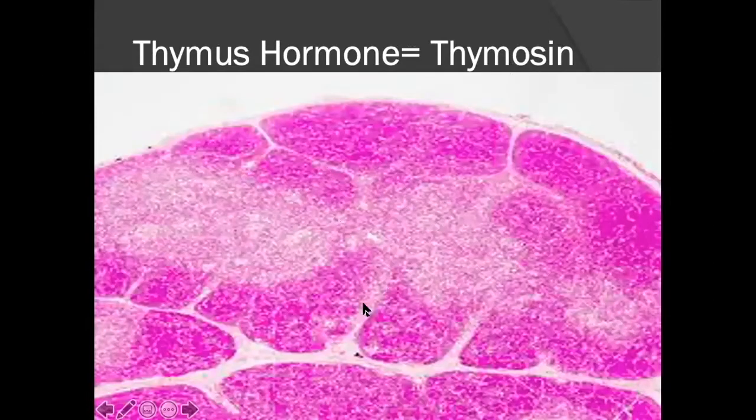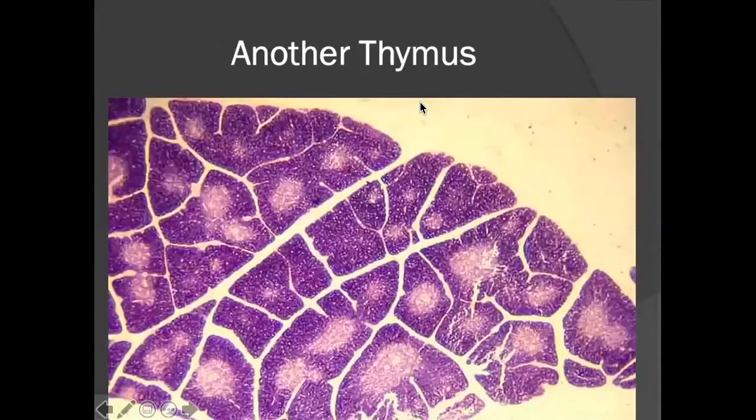So when we look at the thymus, I'm going to ask you what hormone is secreted. The main hormone that's secreted from the thymus is thymosin. So this is the one you will see on the exam. This one to me always looks like a leaf with really big white spots.